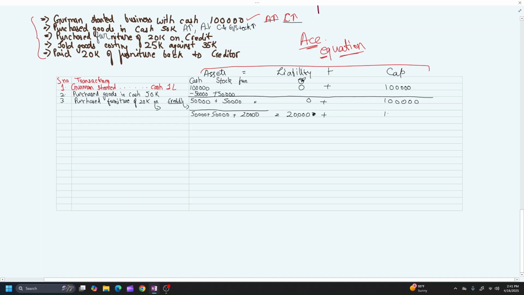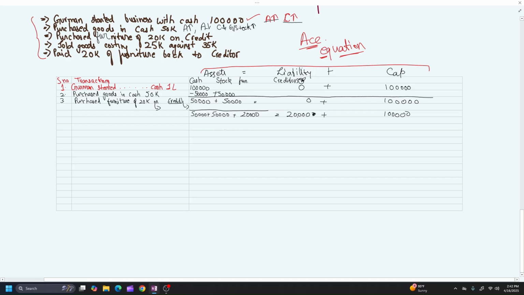20,000 plus 1 lakh. Now why have I written 20,000 here as liability? Because creditors are a liability, right? So 1 lakh 20,000 liabilities, 1 lakh 20,000 assets. If you calculate liability plus capital, 1 lakh 20,000, again equal, right? Again equal.